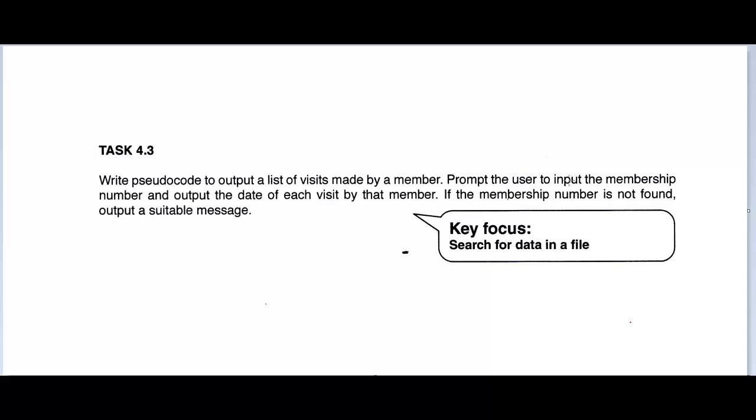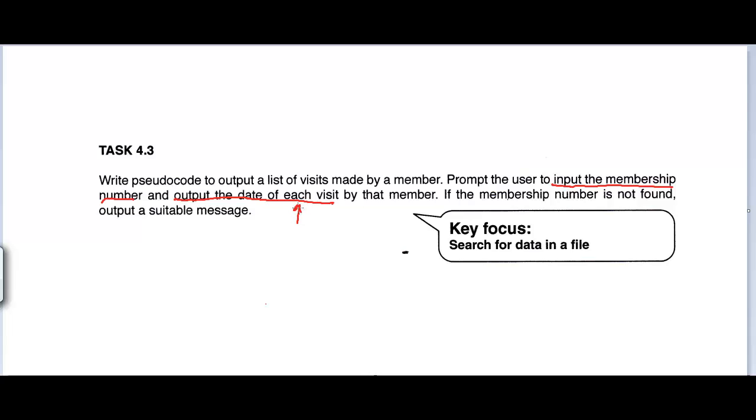In task 4.3, the user is going to input the member ID, and then we are going to look in the file for that member ID. If we find that ID in the file, then we are going to output the corresponding date of visit.